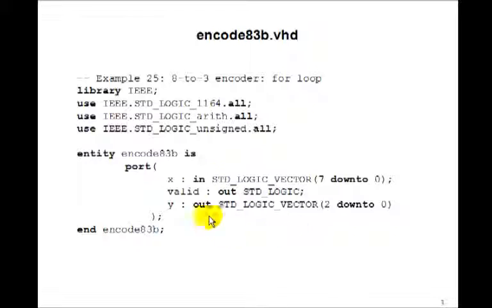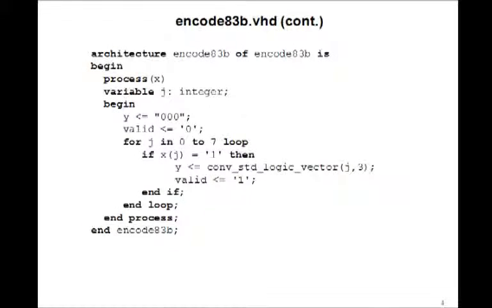Here's the entity for our encoder. x is a standard logic vector, 7 down to 0. We'll have our usual valid output, and y is an output standard logic vector, 2 down to 0. So here's the architecture. We'll make a variable j as an integer inside the process. We have process x, that's our input. We'll set y to all zeros, and valid to 0.